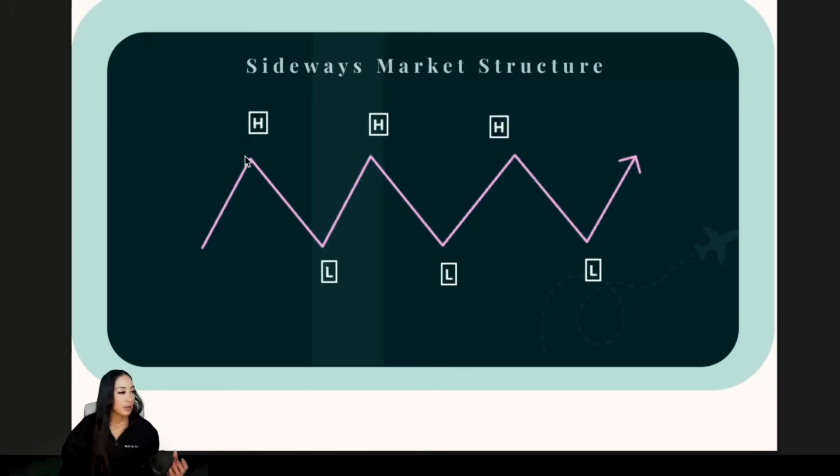Now, if price starts to make equal highs and equal lows and is pretty much just bouncing between a support and resistance without breaking out in either direction, then we're likely in a sideways market, also called consolidation or ranging. These are the points we want to focus on for possible entries, either a retest of broken structure or a continuation after a pullback.